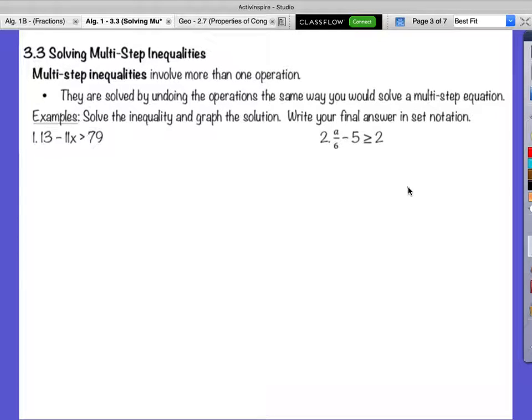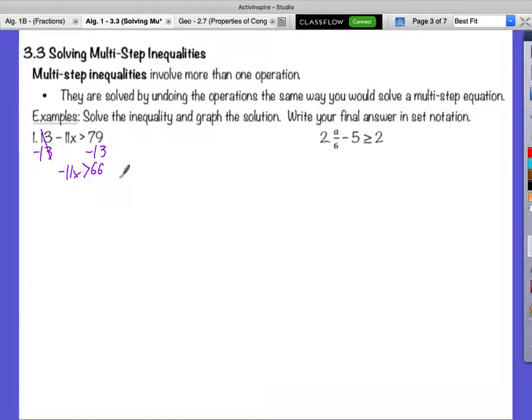In these examples, we're going to solve the inequality, graph the solution, and then write it in set notation. So, 13 minus 11x is greater than 79. If that was an equation, what would be our first step? Subtract 13. Since it's an inequality, are we going to do the same thing? Yes. So we'll subtract 13. So negative 11x is greater than what? 79 minus 13 is 66.